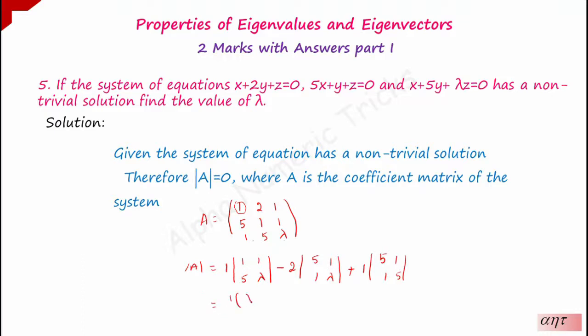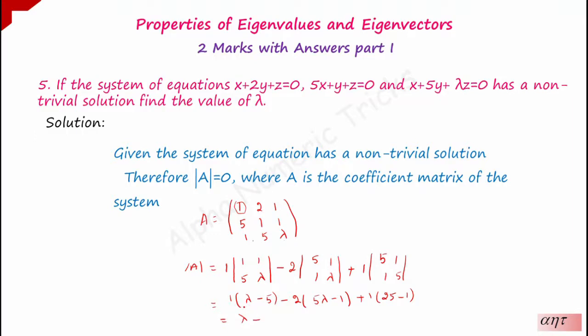Lambda minus 1 into 5 is 5, minus 2 into 5 lambda, 5 into lambda is 5 lambda minus 1. Plus 1 into 5 into 5 is 25 minus 1 into 1 is 1. Now you have to simplify this. 1 is taken inside. So lambda, 1 into lambda is lambda, minus 1 into 5 is 5.